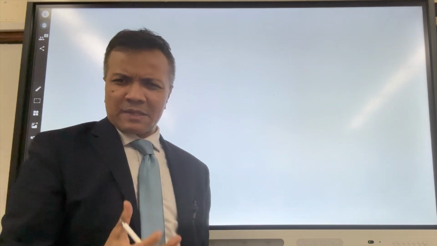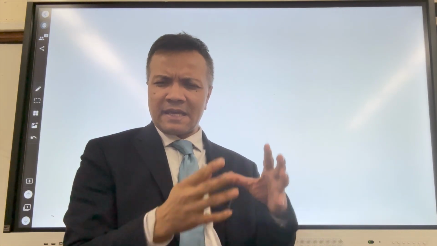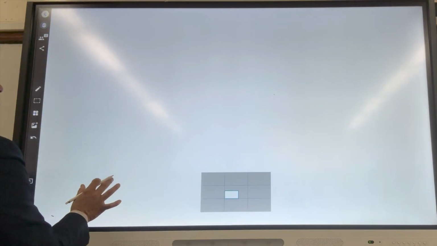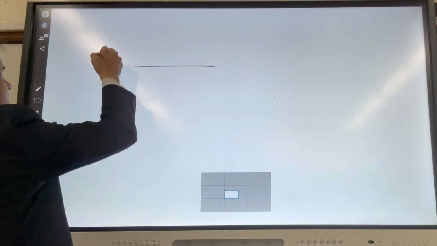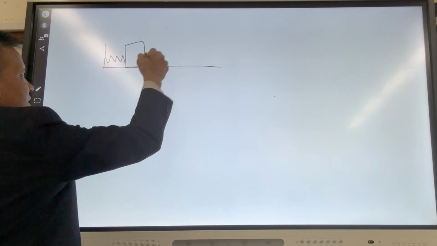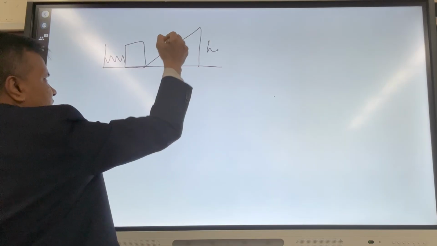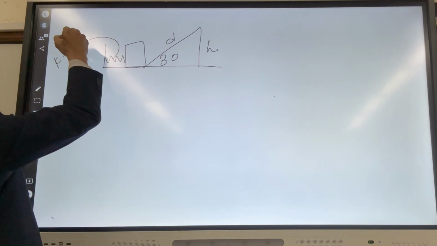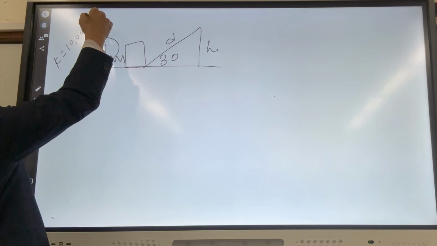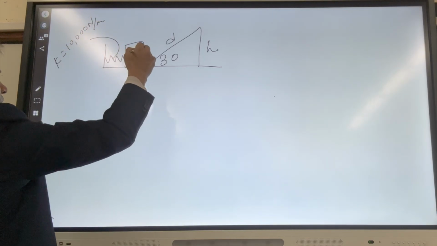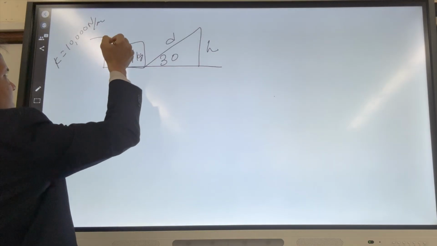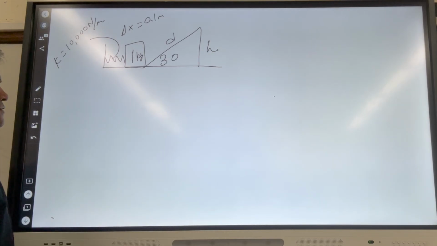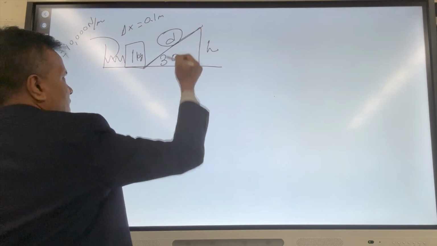The third problem, I'm going to keep the same problem, but I'm going to add an inclined plane with the Hooke's law. Okay, what do we mean? I will add an inclined plane with a height and an angle. Spring has a constant, let's say 10,000 Newton per meter. Mass is 1 kilogram, 1 is a nice number, it's going to keep the math easy. And let's say the compression is 0.1 meter. What we try to find is D, how long the incline is.